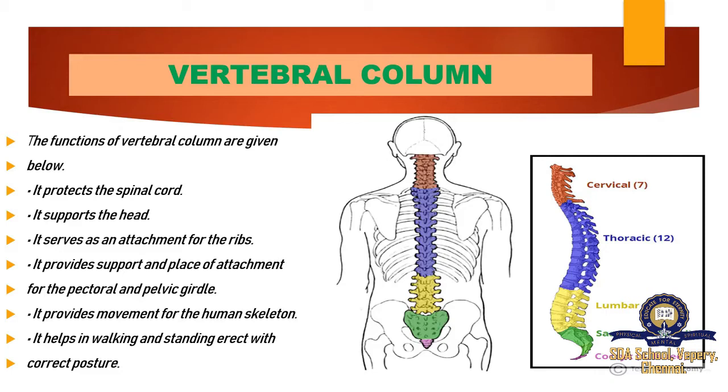It also provides support and a place of attachment for the pectoral and pelvic regions. So these are the pectoral and pelvic bones. In this way, it is protecting and supporting the body. It helps the movement of the human skeleton, for example when we are turning our heads. It also helps in walking and standing erect with the correct posture. To stand upright with the correct posture, the vertebral column is helping.